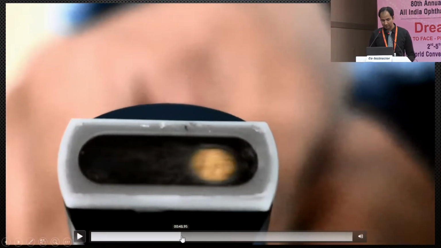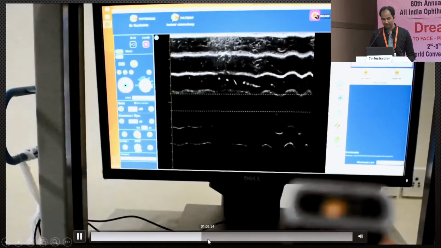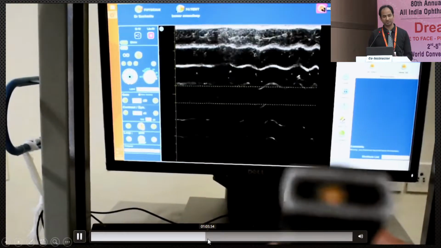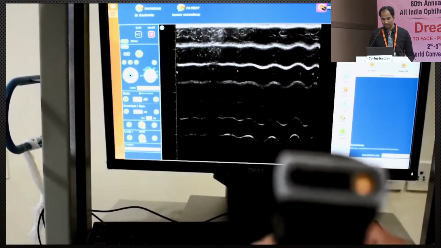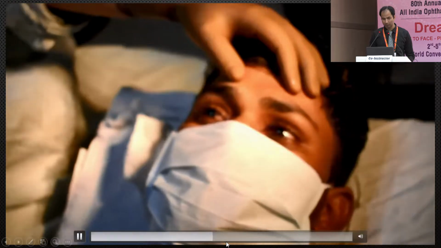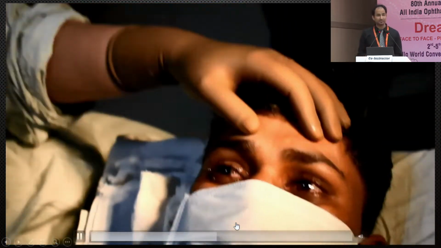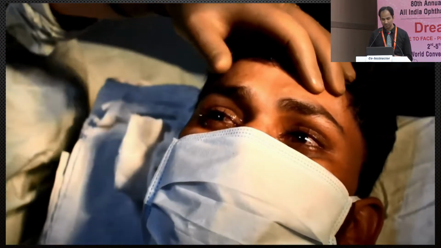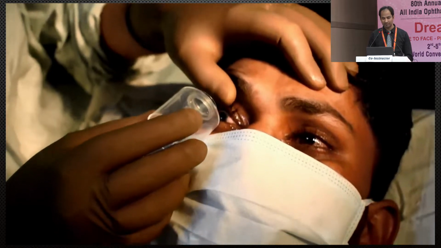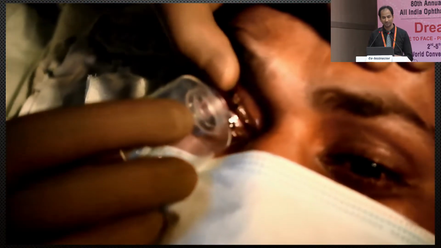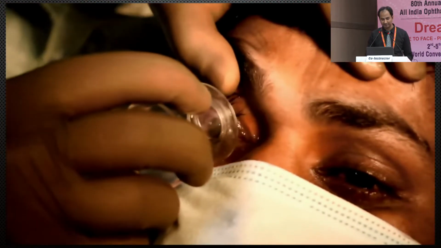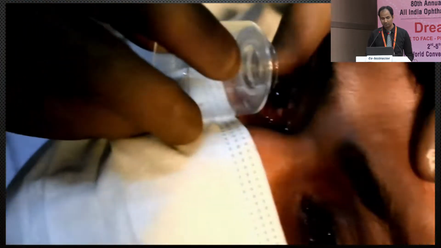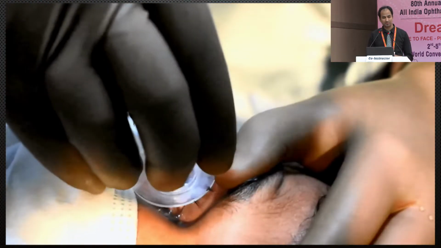So when this transducer moves, we can see the images appear like this. It means the probe is ready to use. This procedure is done in supine position. The patient lies comfortably. First paracaine is instilled topically. Then this is the cup, which is fixed in the palpebral aperture.